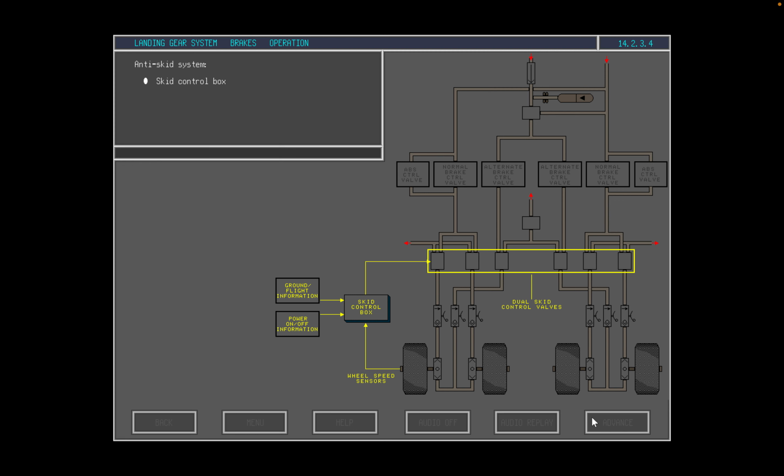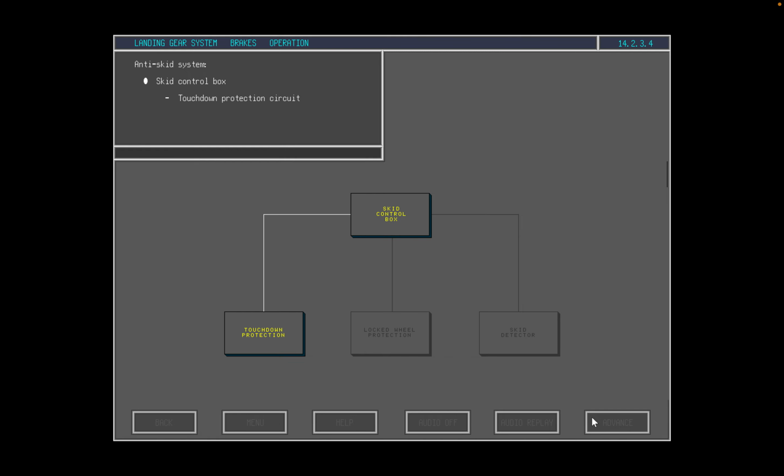The skid control box has input signals from the wheel speed sensors fitted in each wheel hub, ground flight information, and power on or off information. The skid control box provides a touchdown protection circuit. With the aircraft in flight, the anti-skid valves will not allow brake pressure to the brake units. This makes landing with the brakes on impossible, thus preventing tire blowouts.